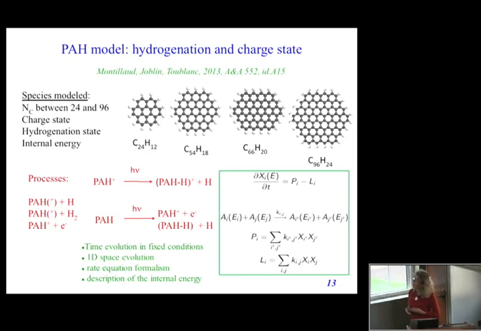From this work, we made a PAH model for astrophysical environments. We use what we know from coronene, and then we build a family of larger and larger molecules, and we scale the properties of coronene to the other species. What we wanted to know is the hydrogenation and charge state of these PAHs in space. So we had to include, of course, the reactivity and also the ionization and recombination with electrons.